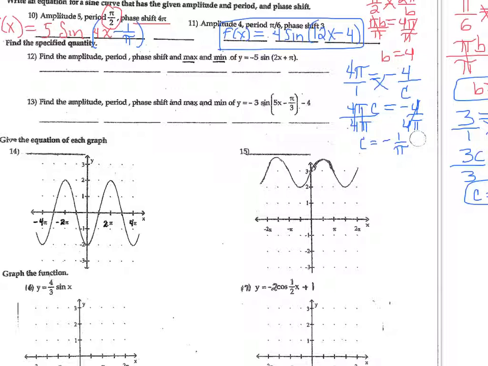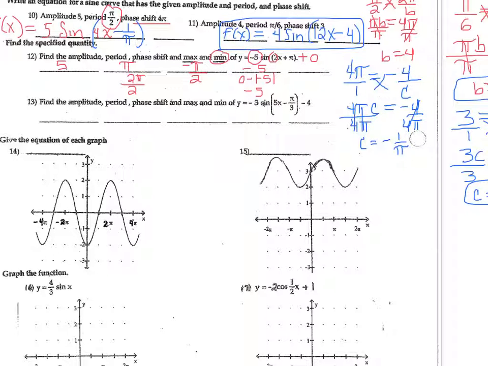Now number 12, it says find the amplitude. The amplitude is the absolute value of negative 5, so that would be 5. The period is 2 pi divided by b. The b is 2, so that would be pi. The phase shift is negative c, so it's negative pi divided by the b, which is 2. The maximum, there's no d here, so it's plus 0. So it's 0 minus the absolute value of negative 5. So that's negative 5, and that's the minimum.